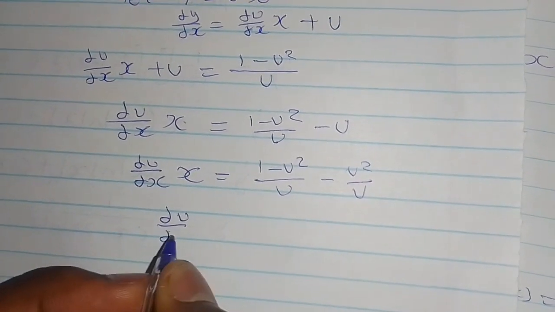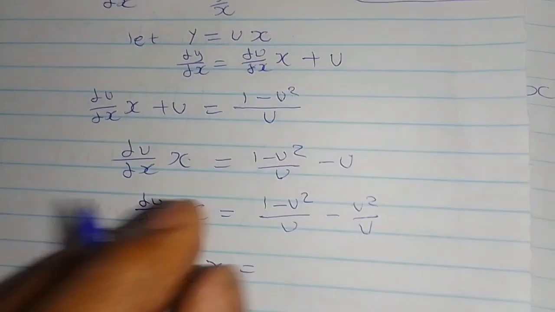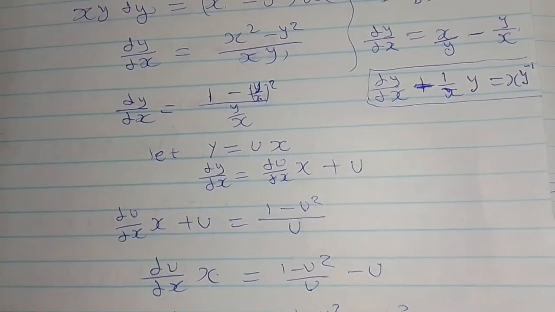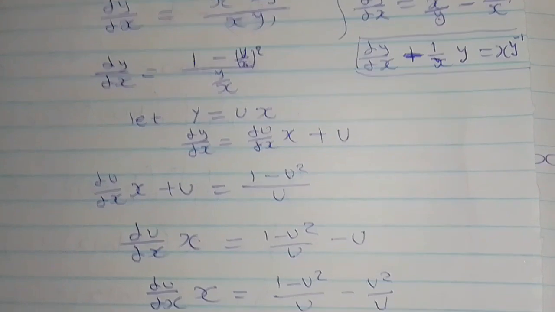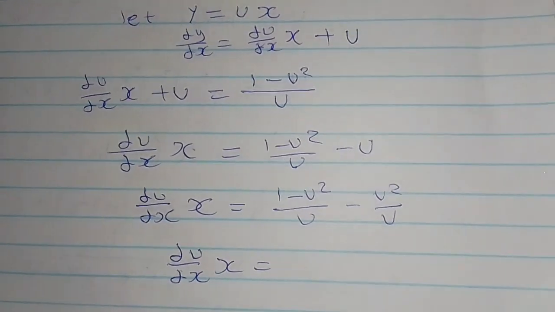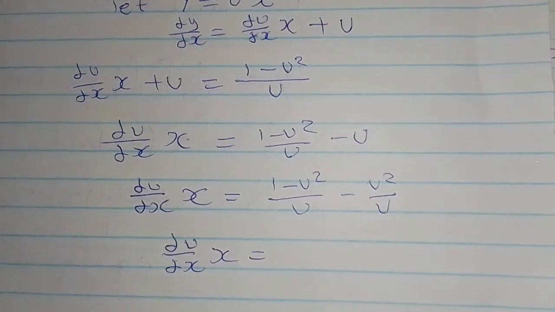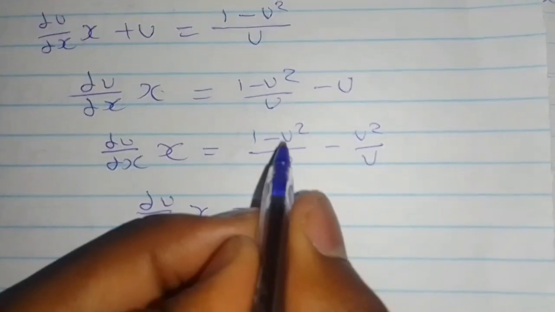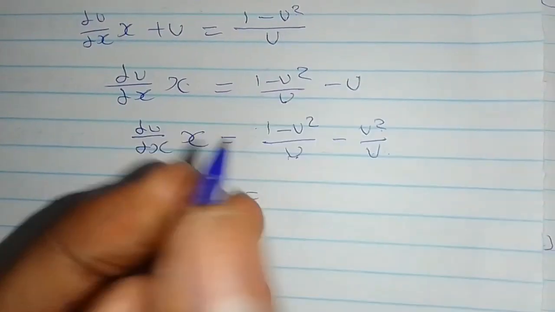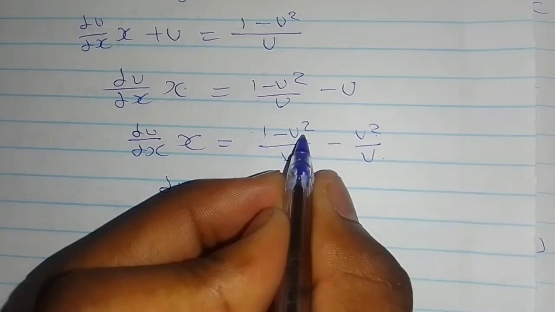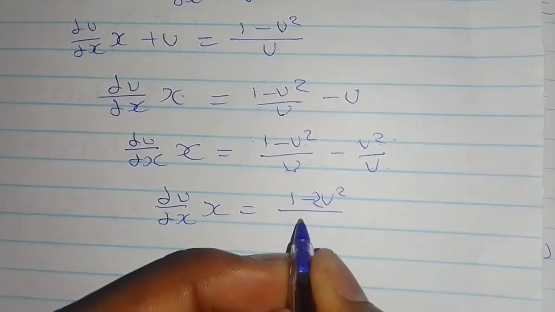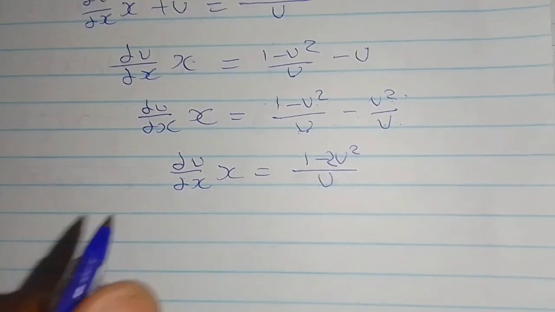Now, one of the things that you need to realize here is that whenever you make a homogeneous substitution, u equals y over x or y equals ux, in the end your equation should be separable. If it's not, you've done something wrong. Since the denominators are the same, you can just subtract in the numerator. You have 1 minus u squared minus u squared, which is just 1 minus 2u squared, over u. Is the equation separable?